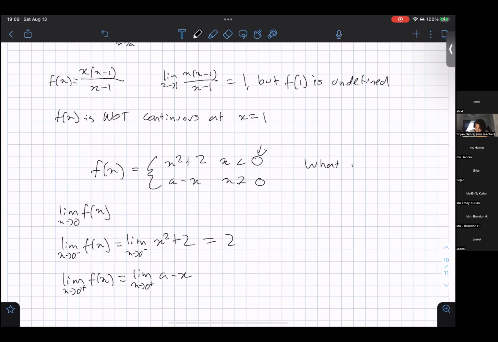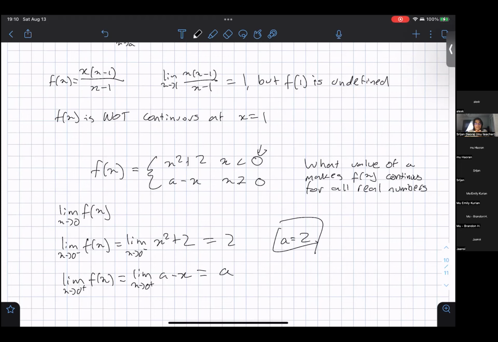Also, for what value of a is f of x continuous? So if we plug in 0 here, we get that this is equal to a. And so in order for this limit to exist, the limits need to be equal to each other from the left-hand side and the right-hand side. So this just gives us trivially a equals 2. So for a equals 2, this function is continuous for all values of x.